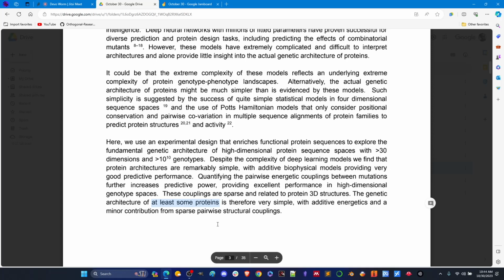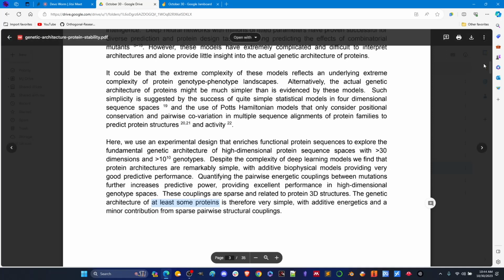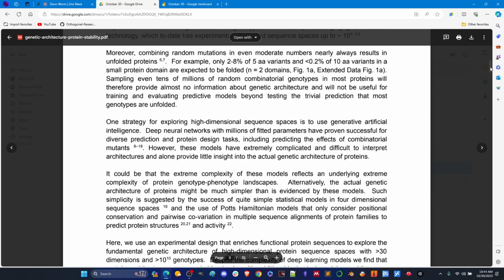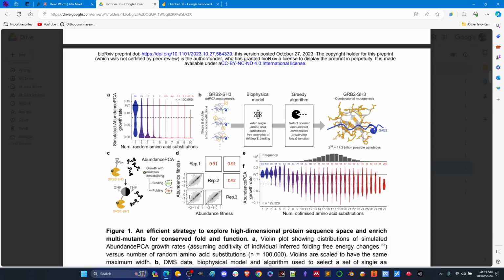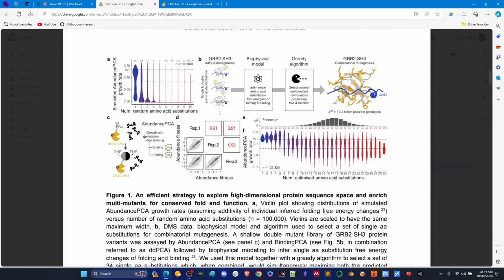which is basically saying that they did this on a subset of proteins, but by no means do they want to imply that this is a general thing. Let's move on with the paper here. Okay, so in figure 1, this is an efficient strategy to explore high-dimensional protein sequence space.